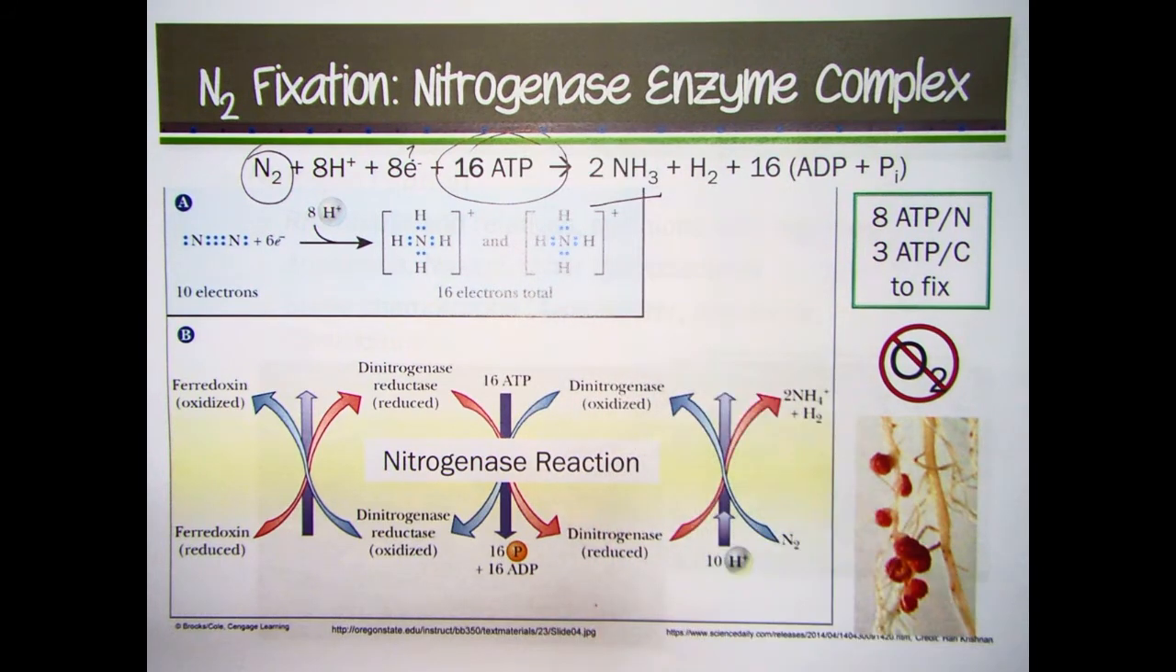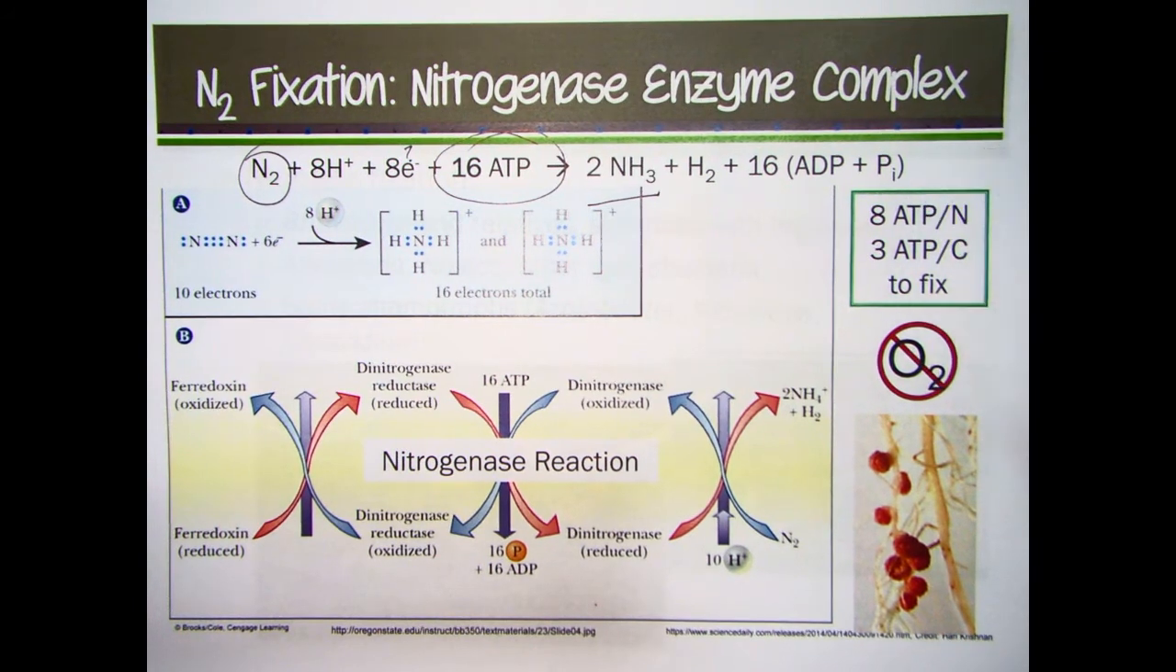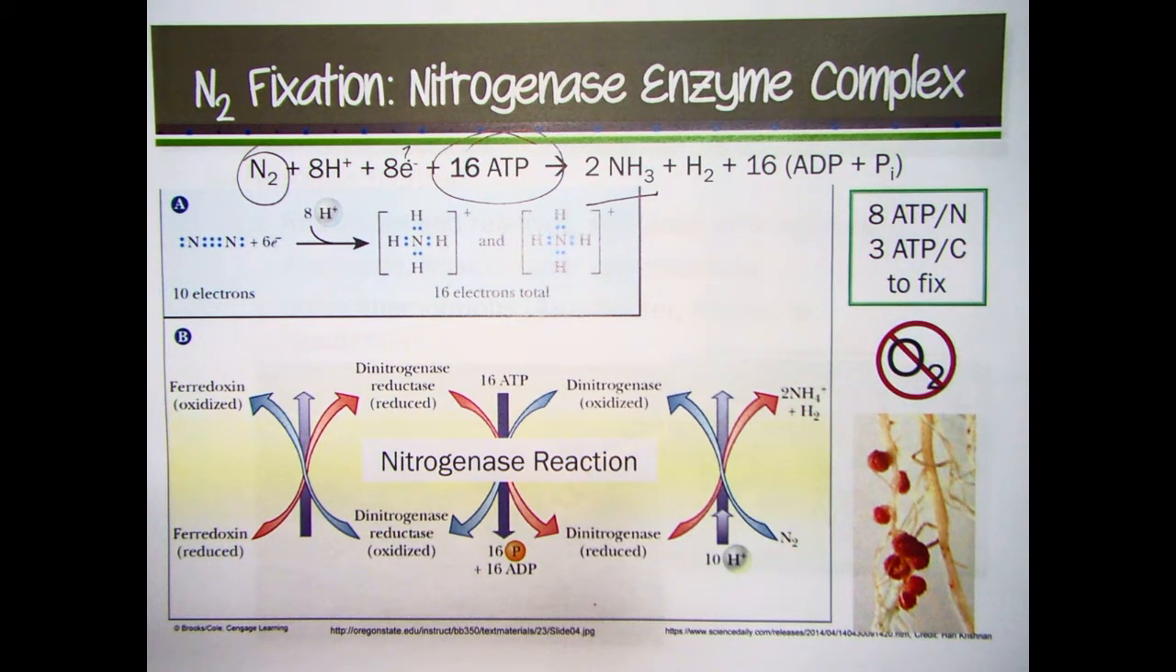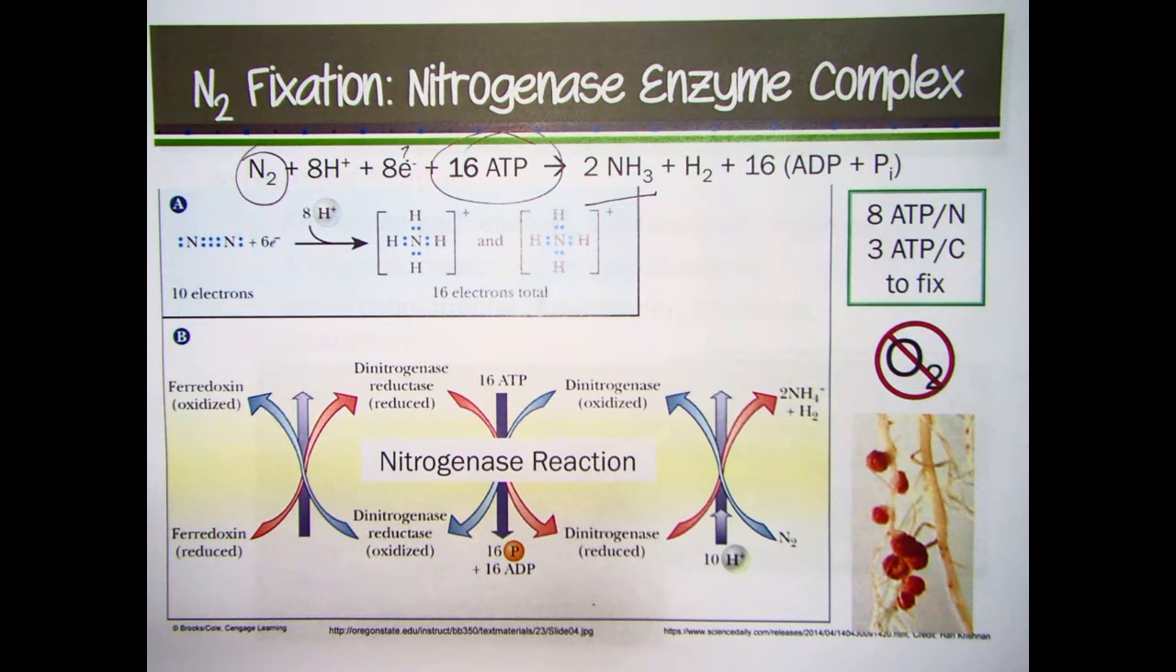Nitrogen fixation with the nitrogenase enzyme complex requires 16 ATPs, which is 8 ATPs per nitrogen, in contrast to the Calvin cycle, which requires 18 ATPs but makes a 6-carbon glucose. So on a per atom basis, to fix nitrogen is way more expensive for the cell than to fix carbon. Sorry, I got distracted by this oxygen thing. So as a reminder, the nitrogenase enzyme will not work in the presence of oxygen.